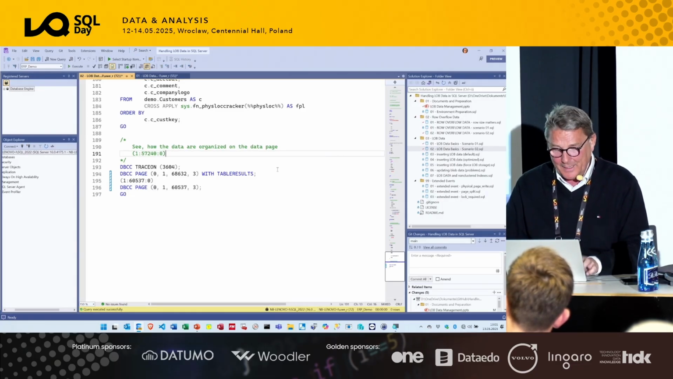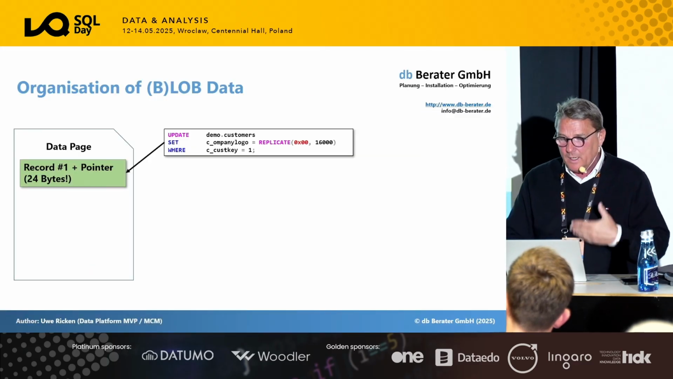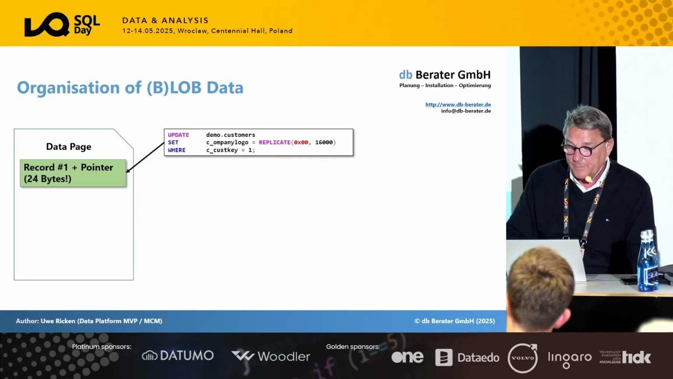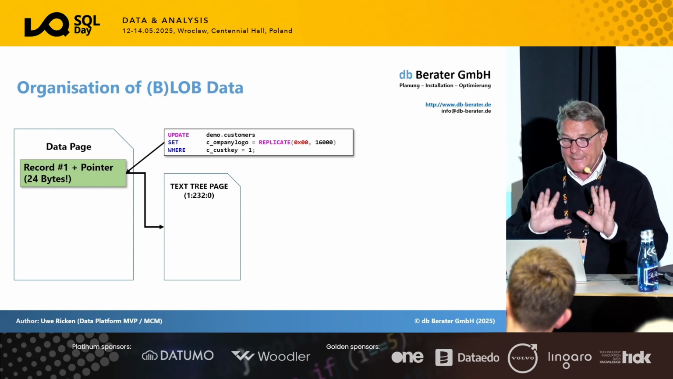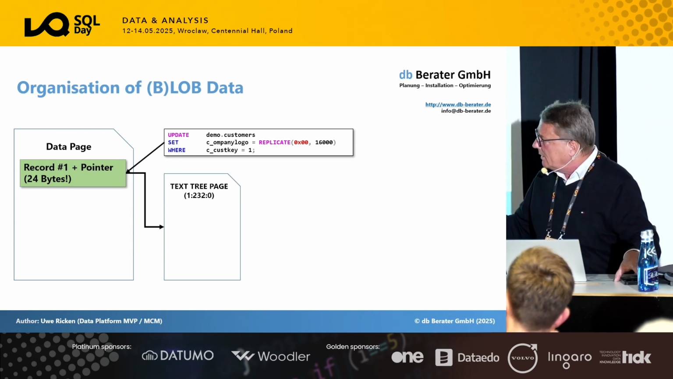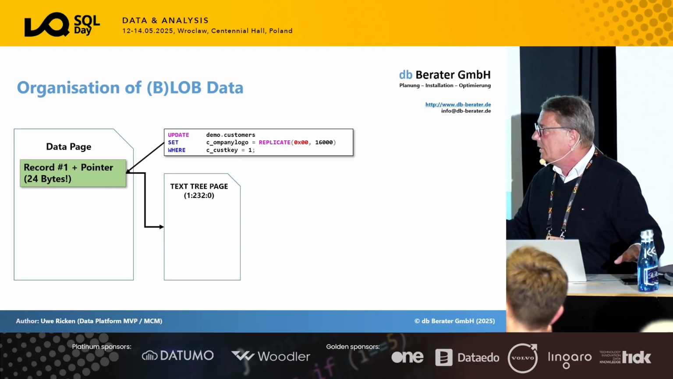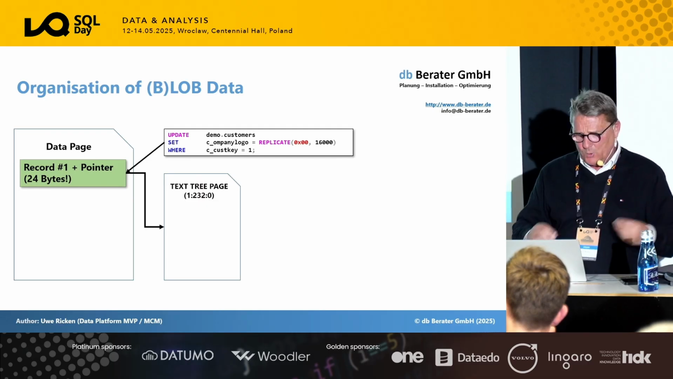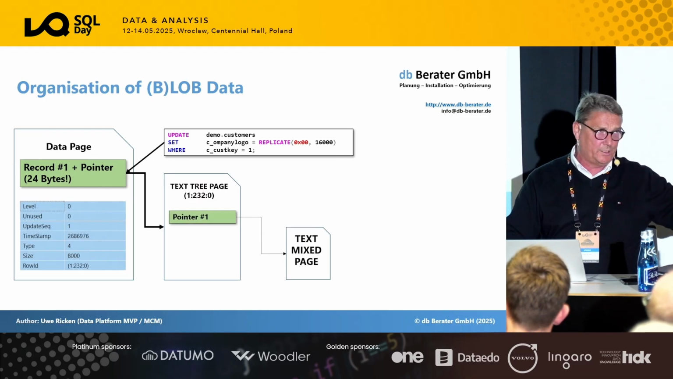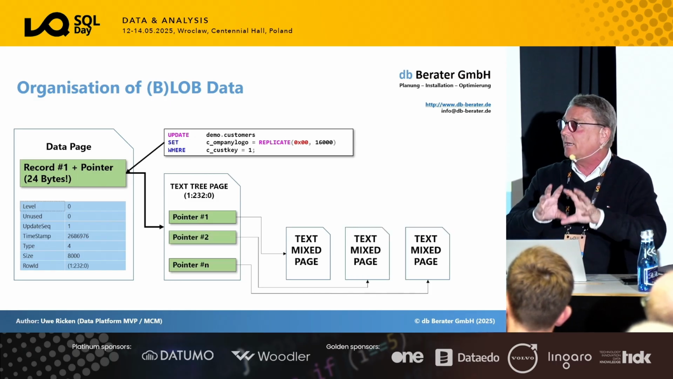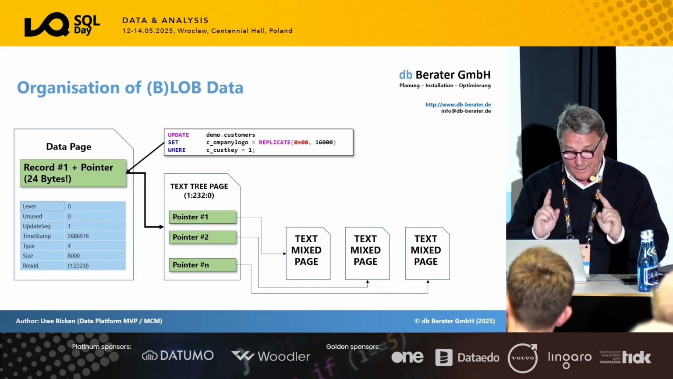Next thing. So, organization of LOB data. For record 1, when you add a picture, for example one that is 16 kilobytes in size, SQL Server will automatically add a text tree page. It points to this, and it's very simple. Then we add the mixed pages, which are now controlled by this page, and then it moves over to this. But there are really drawbacks with this.